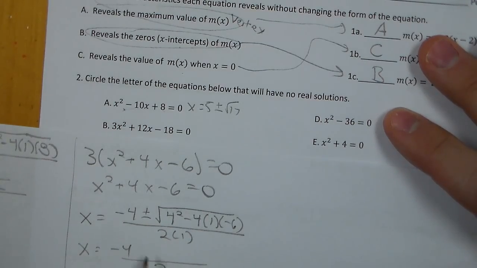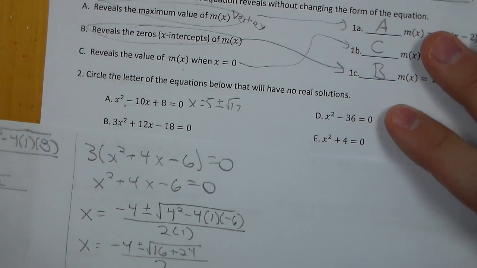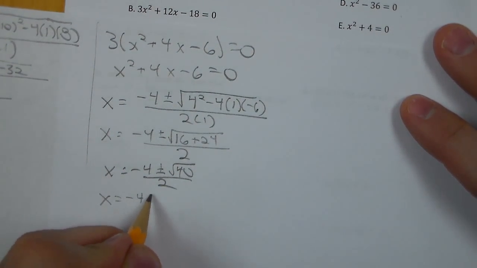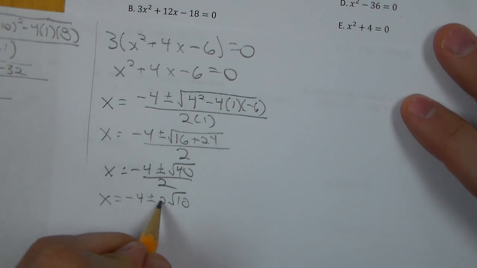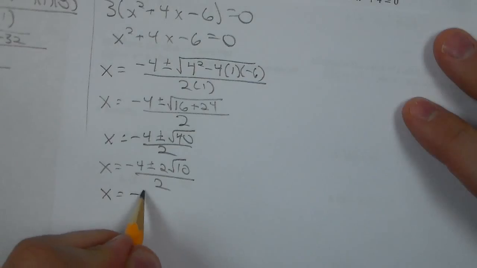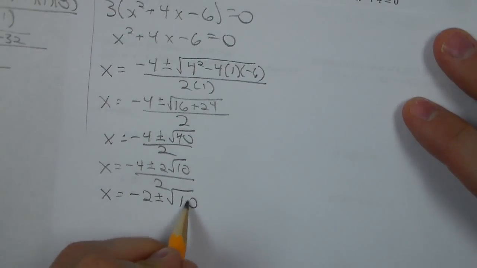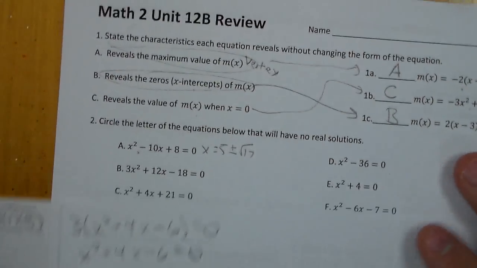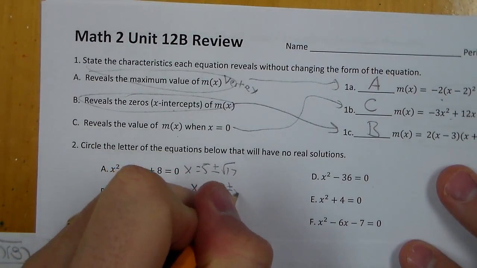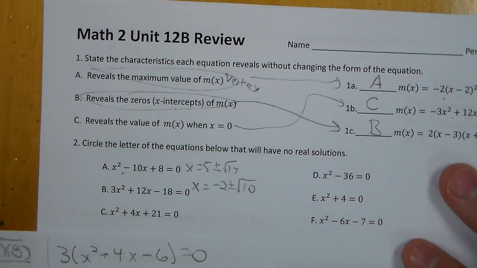Negative 4 and 2 there. Inside the radical we get 16 plus 24, which is 40. 40 is going to come out to be 2 root 10. So we're going to get answers of negative 2 plus or minus root 10, which is also a real solution. Irrational, but it's still a real solution.